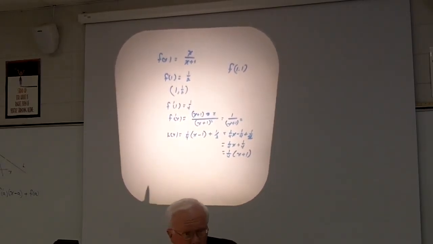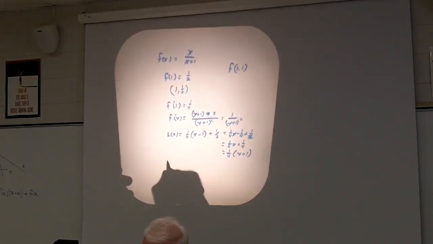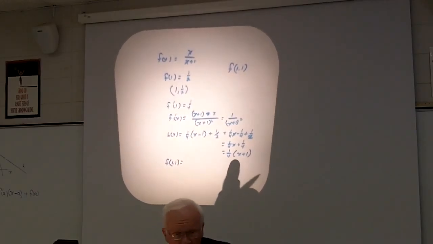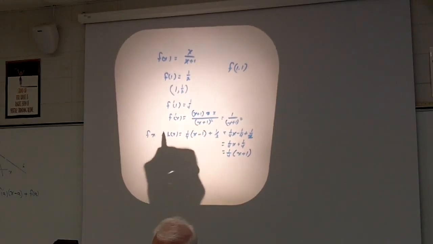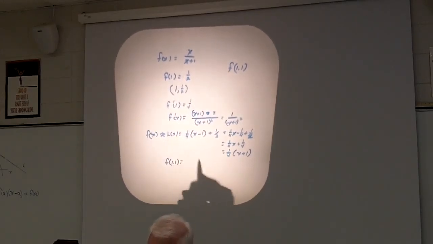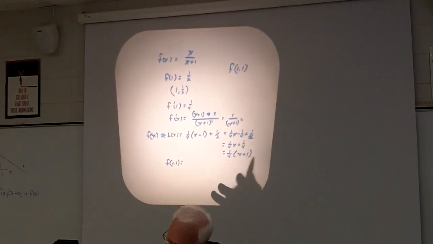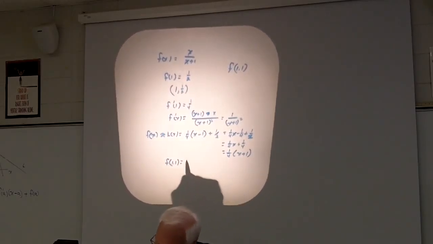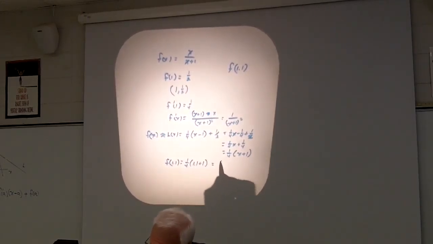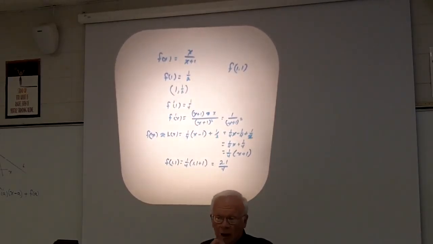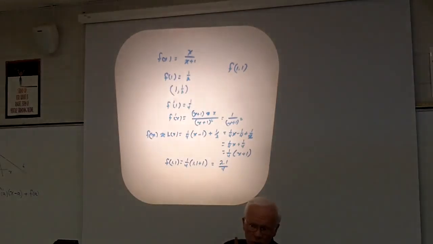Now, what is the value of f of 1.1? It's going to be approximately this. This is my f of x, and it's approximately that. So that's going to be 1/4 times 1.1 plus 1, which equals 2.1 over 4. Now, this is what we have to do at this point.